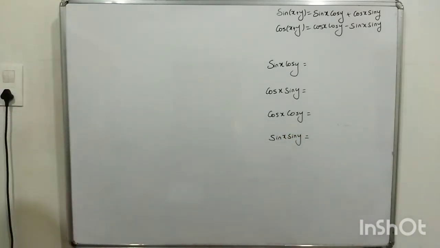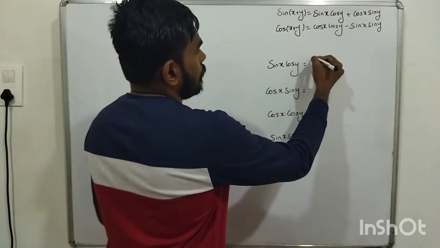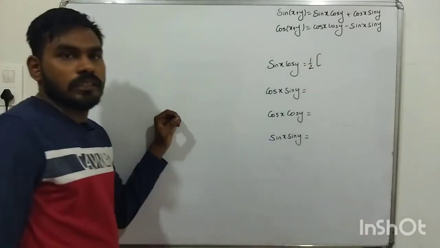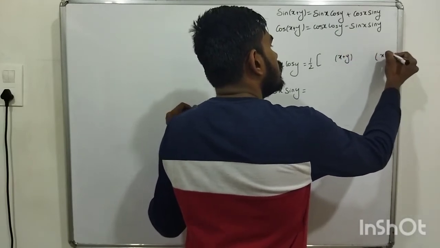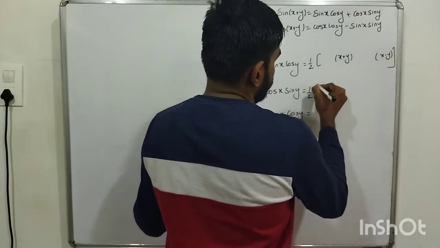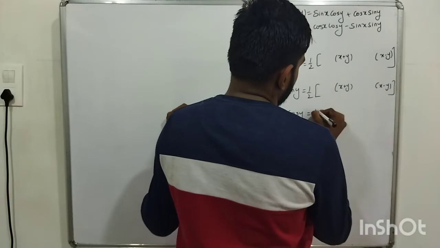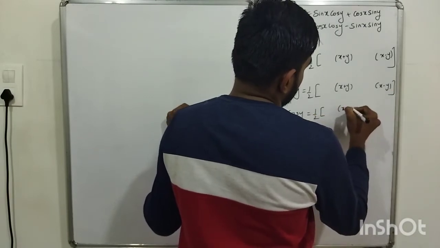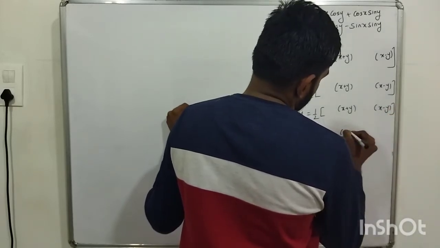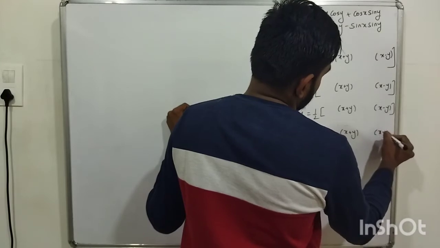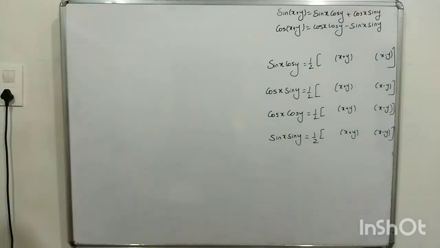Now how to solve this? Sin x cos y. Just remember you have to put half like this, and in this bracket you have to take x plus y, in this bracket x minus y. Same thing for the remaining: half x plus y, x minus y, for the third one, and for the fourth one, half x plus y, x minus y. So all four are there.